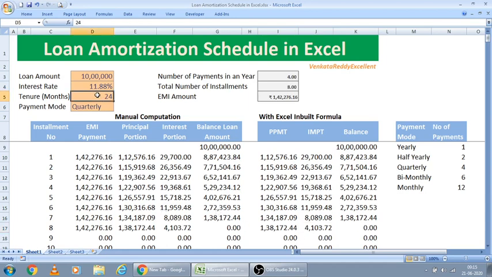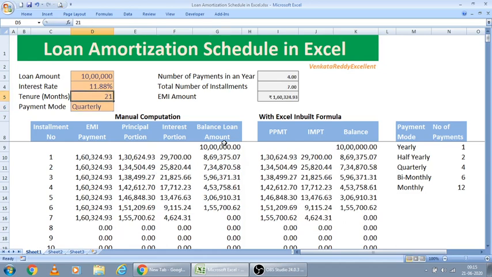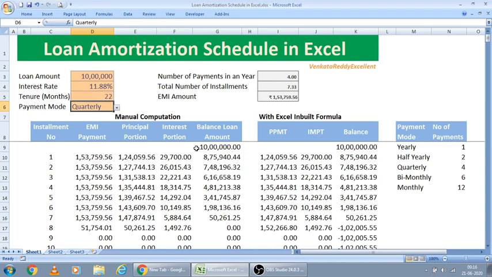In case your loan tenure is not an exact multiple of the quarter, here instead of 24, I am making it 22 or 21. Yeah, 21 is an exact multiple of a quarter, that's why it's not showing any difference. So let me put 22. See, when we put 22, it's showing some 7.33 installments. So 7 full installments and 1/3 of an installment.